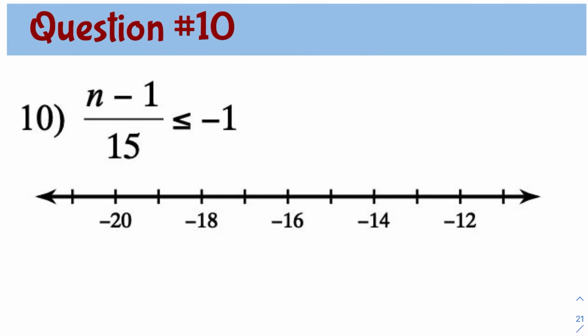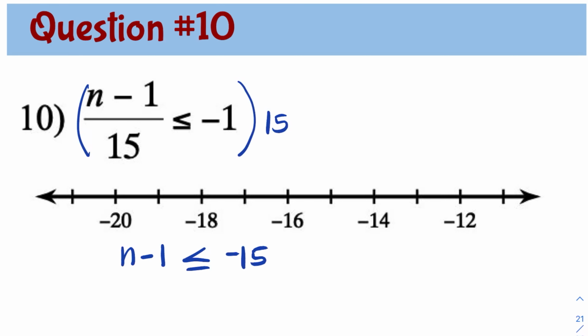Question number 10. N minus 1 all over 15 is less than or equal to negative 1. In this problem, we need to do first the inverse of dividing by 15, which is multiplying both sides by 15. Multiplying the left side by 15, the left side becomes n minus 1 alone because 15 divided by 15 is 1. Less than or equal to negative 1 times 15, which is negative 15.